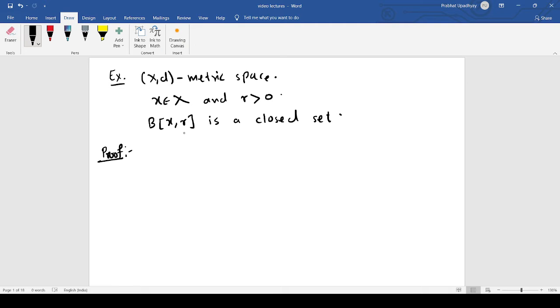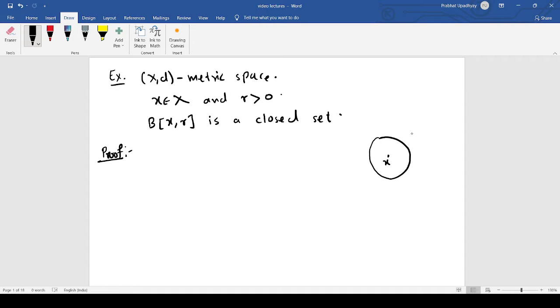If we want to show our closed ball B(x, r) is a closed set, we will have to show its complement is open. Let's try to visualize this in our Euclidean metric space R2. In Euclidean metric space R2, our closed ball looks like a circle and its interior part. So say the center of this circle is x and the radius is r. We want to show its complement is open.